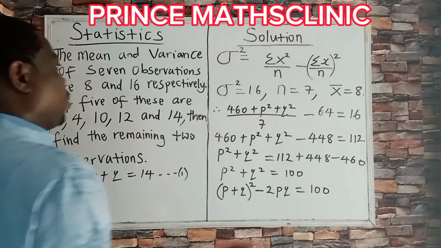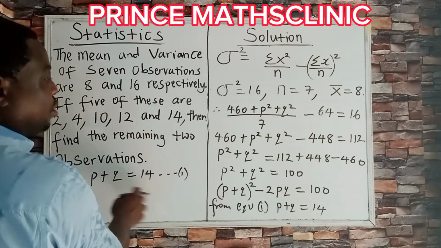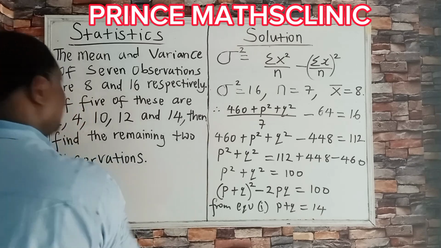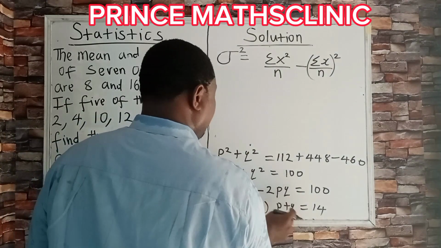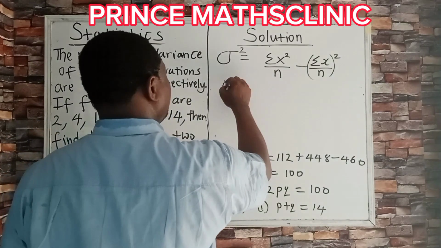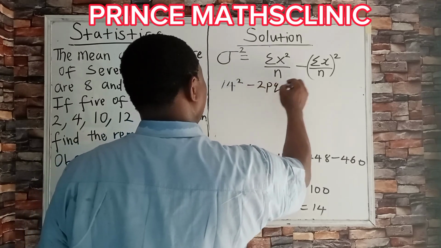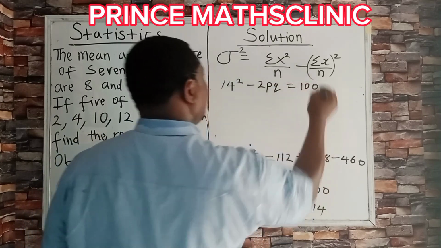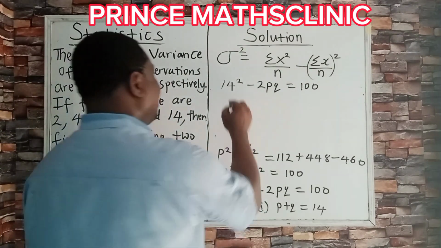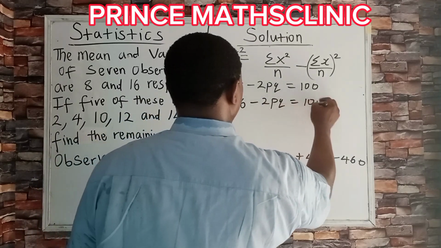And from equation 1, p plus q is 14. Remember the equation I documented here, right? So since p plus q is 14, substitute 14 here. So this becomes 14 squared, then minus 2pq equal to 100. Then, what is my 14 squared? 196 minus 2pq equals 100.